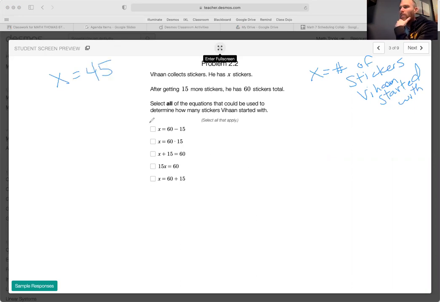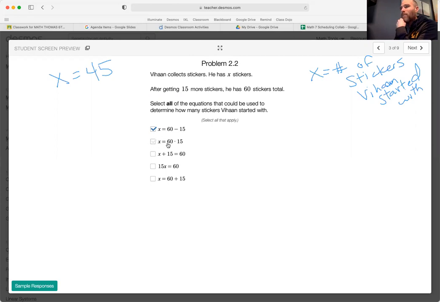And so we just need to pick all these equations where X is going to work out to equal 45. This first one says X equals 60 minus 15. That works, right? And that might be the most intuitive way to solve this question. And say, oh yeah, 60 total now, but 15 of them are new. All right, I'll just do 60 minus 15. That would tell me how many he started with. That's essentially what this equation says.